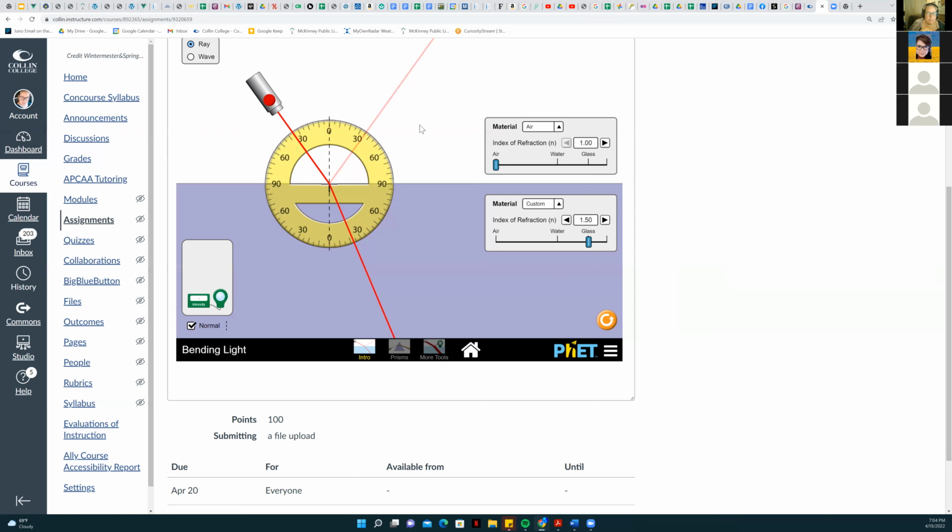Does anybody feel like they've seen this before, or do I need to get down into the nitty-gritty and defining it? Everyone's muted, so I'm not hearing any feedback at all. It would be helpful. Okay, so we have refraction going on.